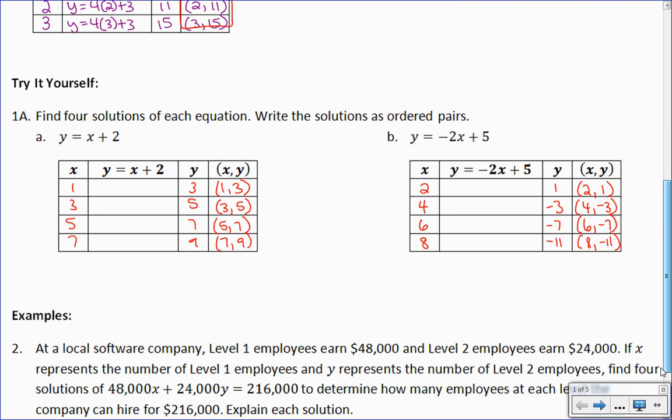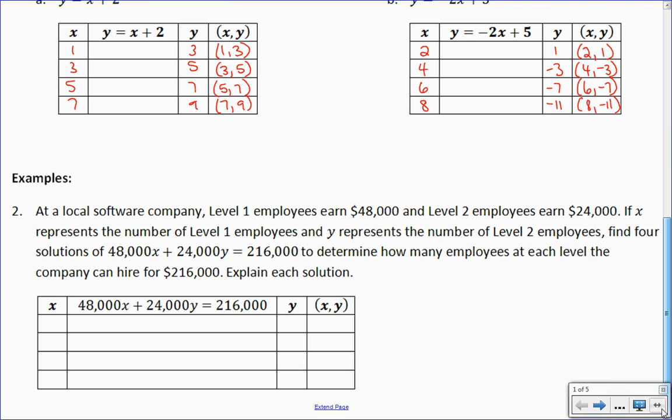Okay. For example 2, we have an actual situation that's represented by an equation. So this says that a local software company, level 1 employees earn $48,000 and level 2 employees earn $24,000. If X represents the number of level 1 employees and Y represents the number of level 2 employees, find 4 solutions of 48,000X plus 24,000Y equals 216,000 to determine how many employees at each level the company can hire for $216,000. Explain each solution. Okay, so again, we can pick pretty much whatever numbers we want for X.